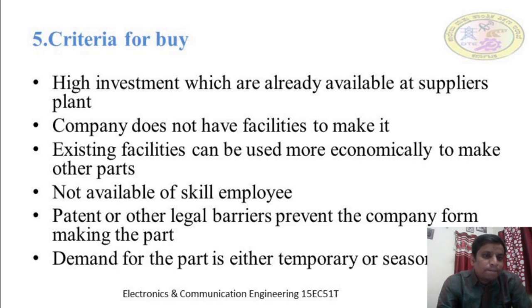Next one is patents or other legal barriers that prevent the company from making the part. Suppose any other company has got a patent on manufacturing such parts. Suppose our company does not have the patent, or there are legal barriers from our company's side, then also you can buy the products from another company. In that circumstance, you can take a buy decision.